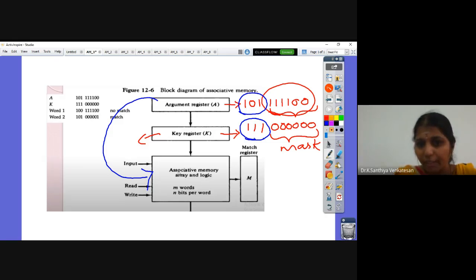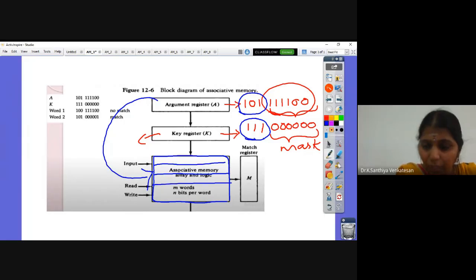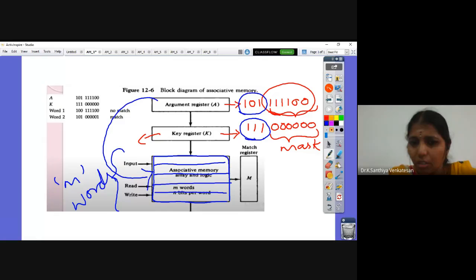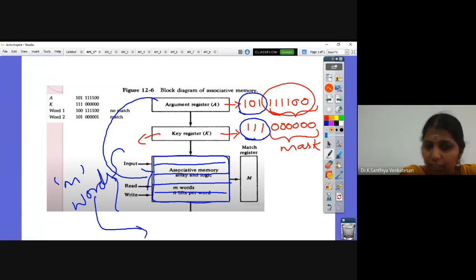I'm writing in the diagram itself so that you can easily understand. This is my memory, and my memory is divided into words, as I told you. Each word contains n bits, and totally my memory is going to contain m words. For example, it can be 1,000 words or 10,000 words. So m is the general notation. And every word contains n bits.